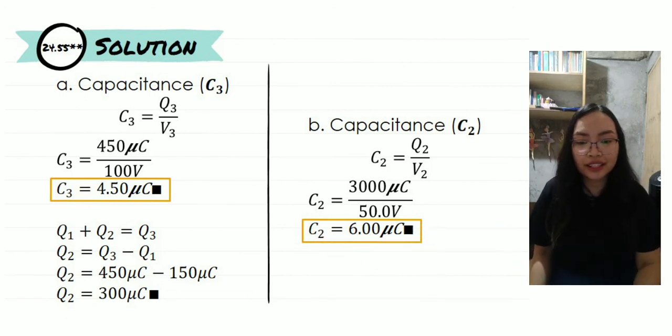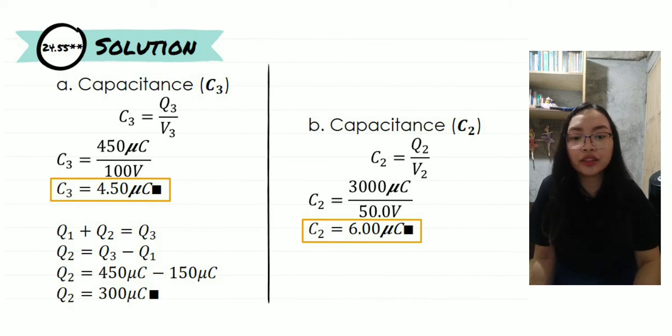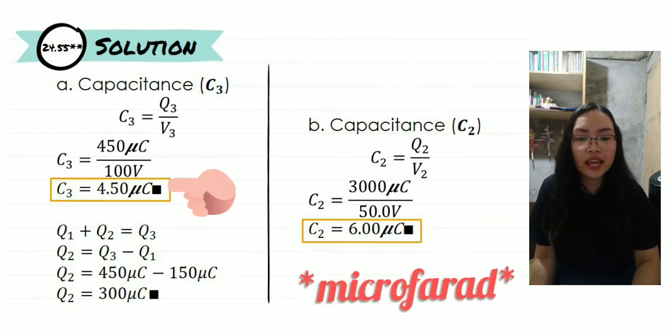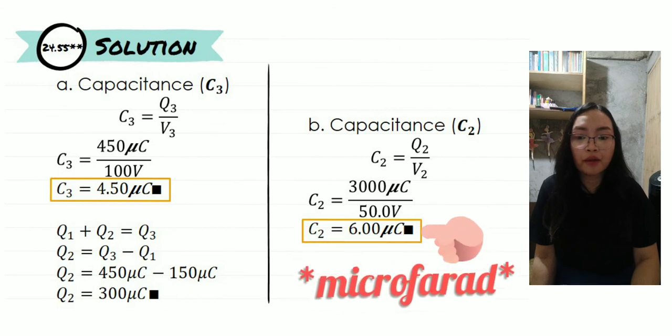So as our final answer, the capacitance of capacitor 3 is equal to 4.50 microfarad, and the capacitance of capacitor 2 is equal to 6.0 microfarad.